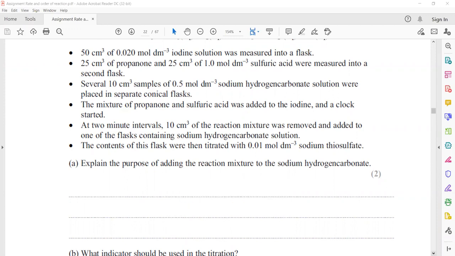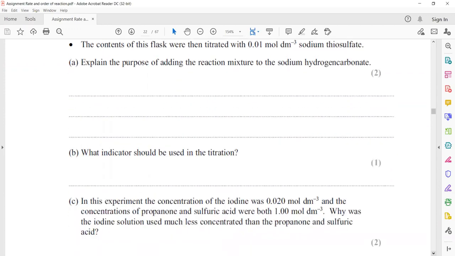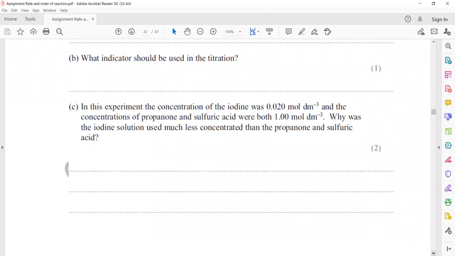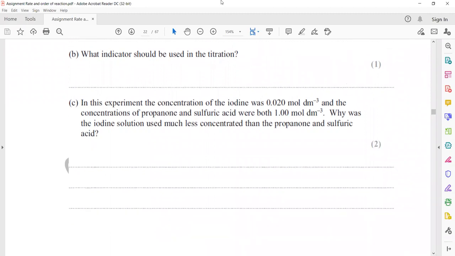The next part, what indicator should be used in titration? Because iodine thiosulfate titration, so we use starch as an indicator. That is there in AS, the iodine thiosulfate titration. Because when iodine is present in the solution, in the presence of starch, it is blue black. And when it reacts with thiosulfate, it turns into iodide ion, so it will change into colorless. So we can identify this sharp color change.